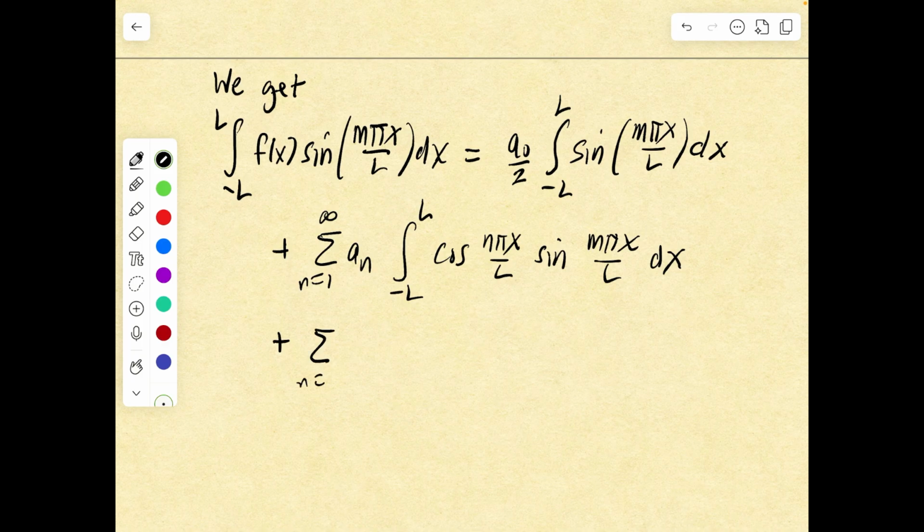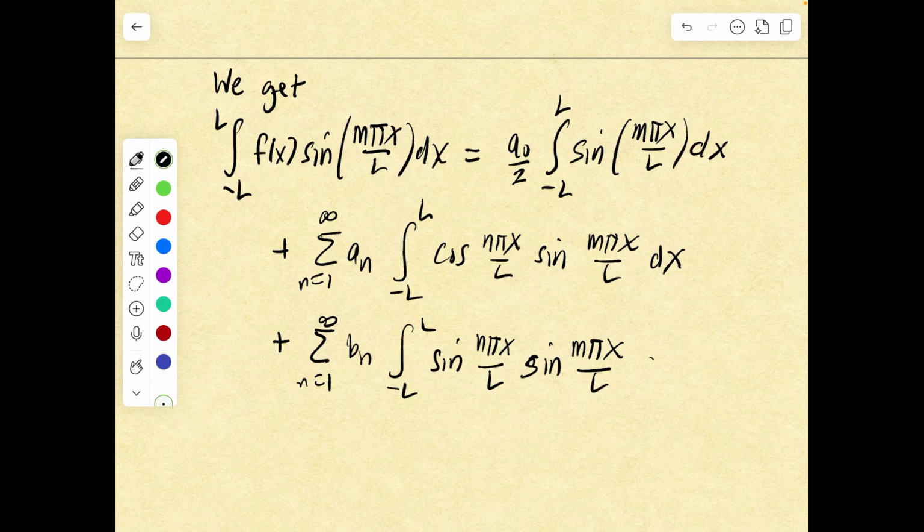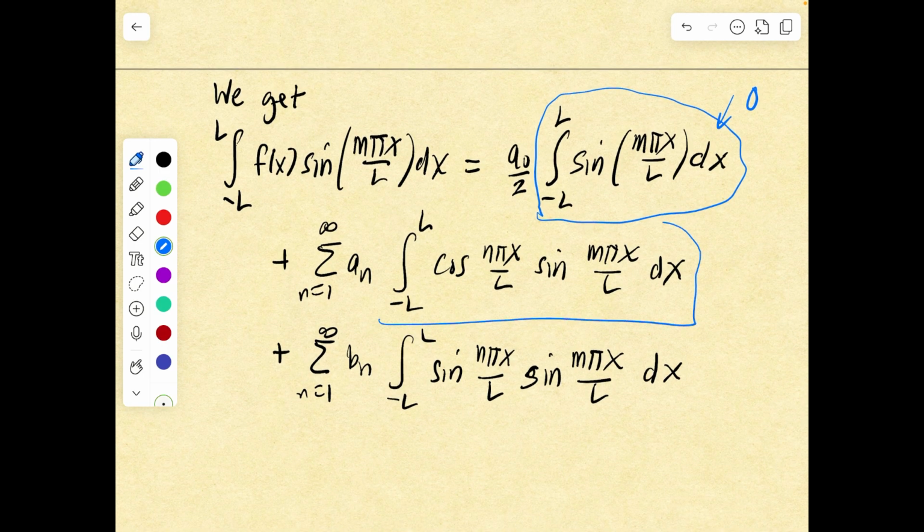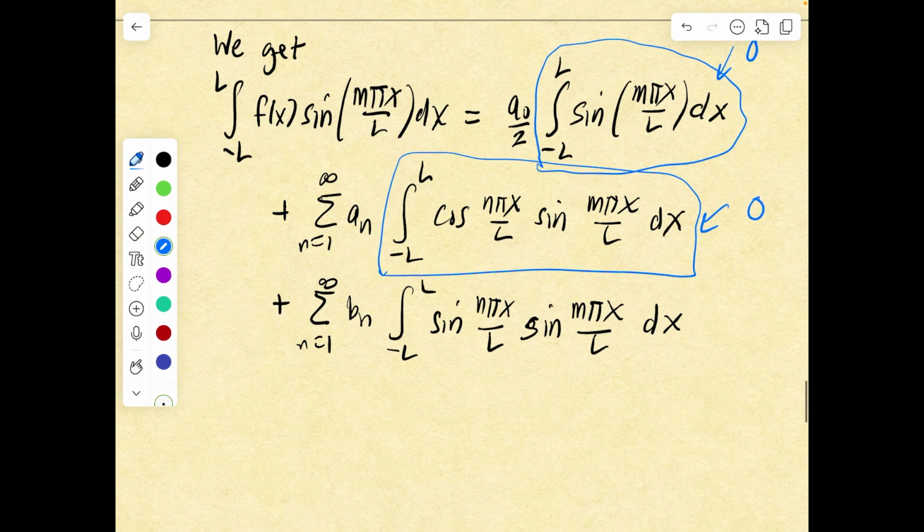And when we do that, we are going to get, on the left, the integral from negative L to L of f of x times sine of m pi x over L dx. And then on the right, you're going to get a sub 0 over 2 times the integral from negative L to L of sine m pi x over L dx, and then plus the sum from n equals 1 to infinity of a sub n times the integral from negative L to L of cosine n pi x over L times sine of m pi x over L dx.